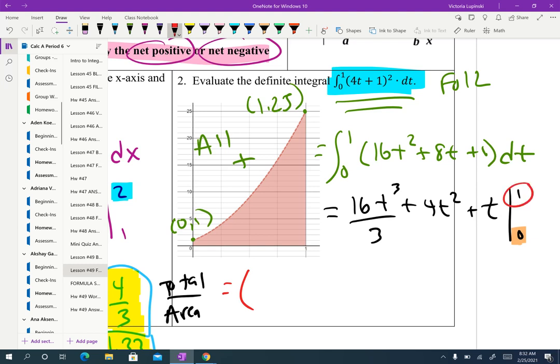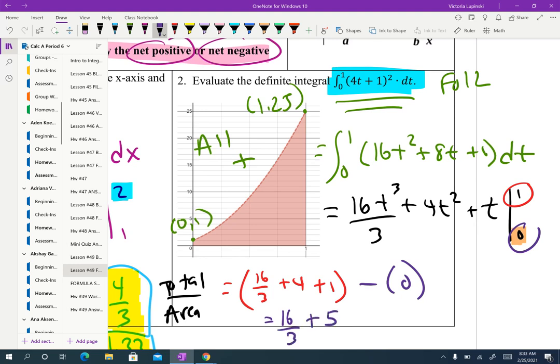So start by plugging a 1 in for every t. That's going to give me 16 thirds plus 4 plus 1. Then remember, it's always a minus. And when you plug in the 0, you're just going to happen to get 0. So this here is 16 thirds plus 5. I'm going to change that 5 to 15 thirds, which is going to give me a total area of 31 thirds.